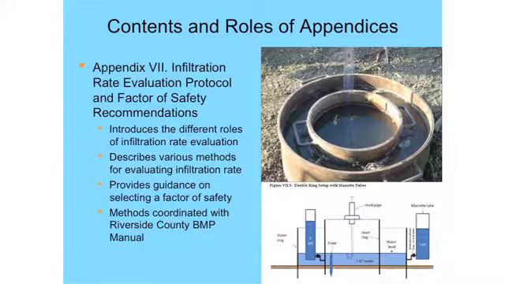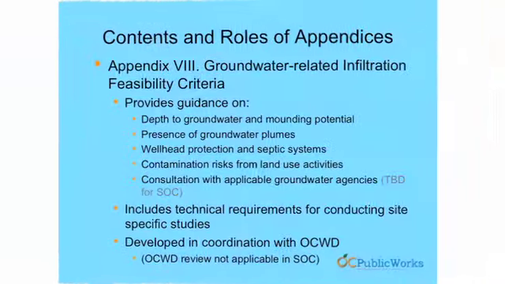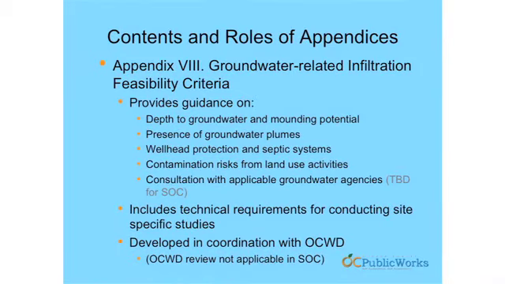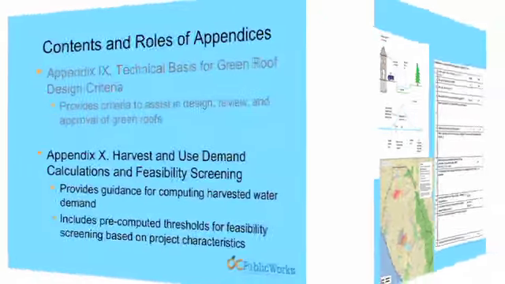Section 7 gets into infiltration rate evaluation. What methods do we recommend? It's not intended to be exclusive. Certainly geotechnical engineer professional judgment can be used to pick the method that's best for the site, but this provides some standardized guidance for how to do some of these tests and provides some worksheets. Section 8 talks about groundwater related considerations, mounding, plumes, source water protection, etc.